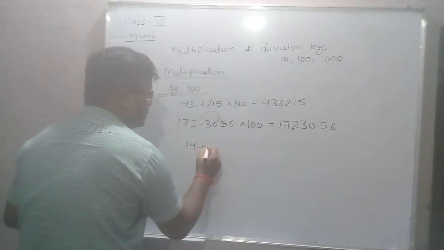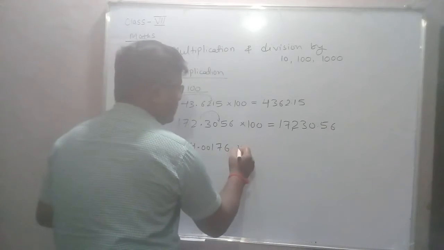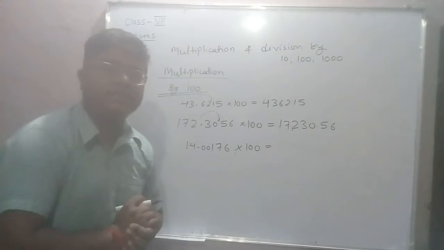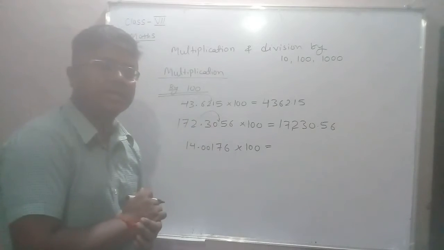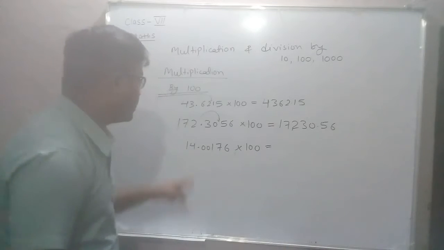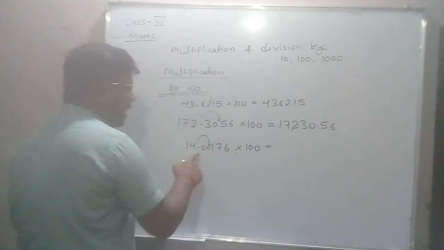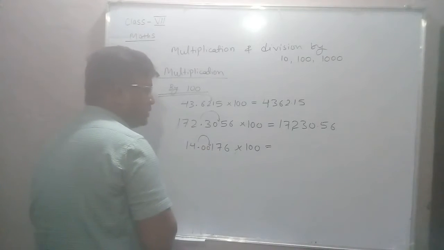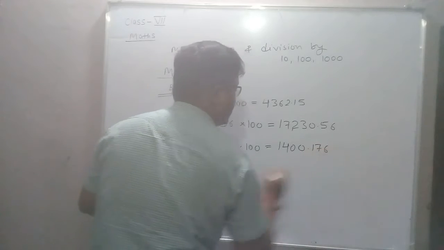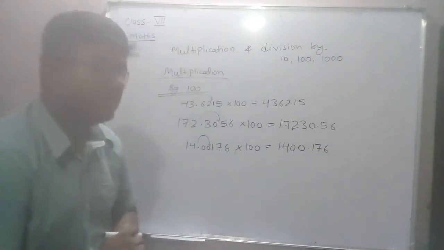Similarly, suppose there is a decimal number multiplied by 100. How much will you get here? You are going to shift the decimal towards right, two places. After two digits, you are going to place the decimal. So 1400.176. This is your answer.